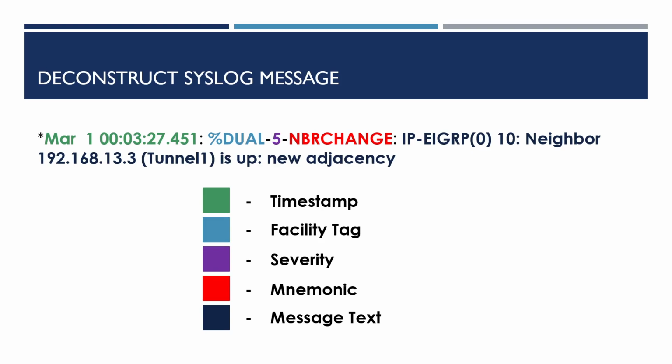In red displays the mnemonic, which is used to uniquely identify the Syslog message. In this case, it's telling us that there's been a change to our neighborship within EIGRP. Finally, in navy shows us text specific to the Syslog event that has occurred. In the example, it's telling us that we formed an EIGRP neighborship on process 10 with 192.168.13.3 via our Tunnel 1 interface.